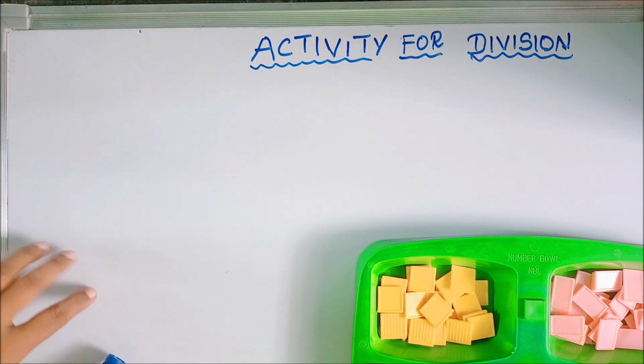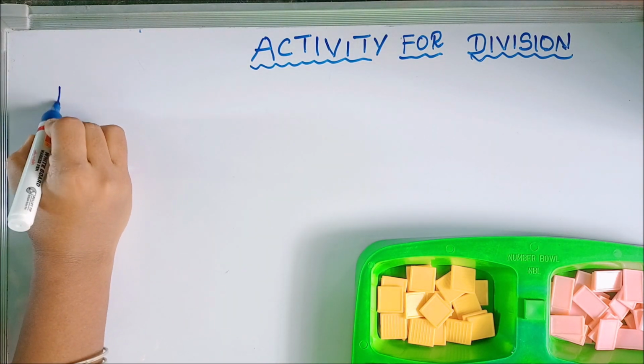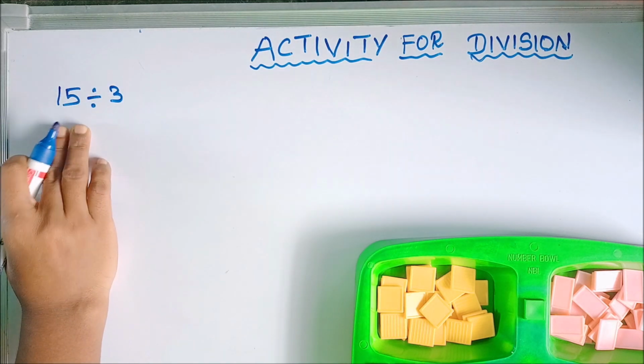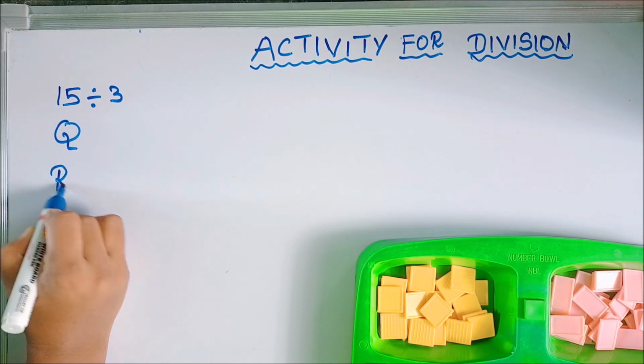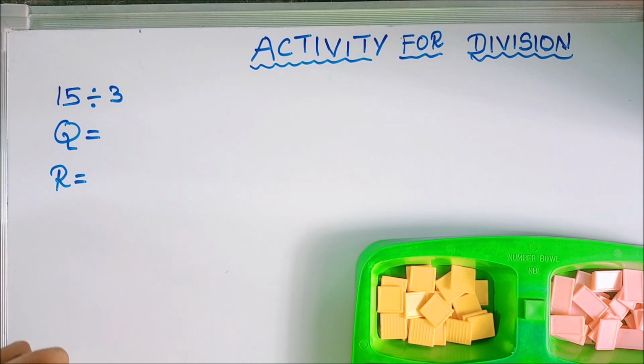My dear children, now we are going to do one activity for division. By this activity, you can easily understand the concept of division. First, we are going to see 15 divided by 3. For this sum, we are going to find the quotient and remainder without doing actual division. Okay, let us start our activity.